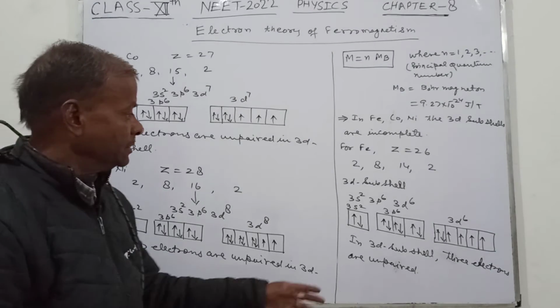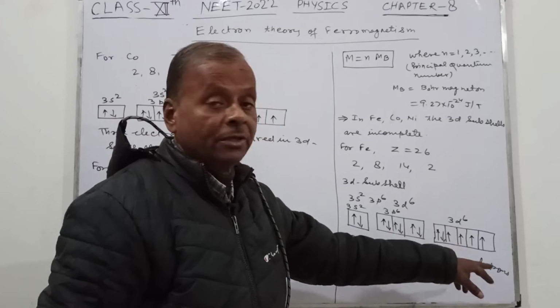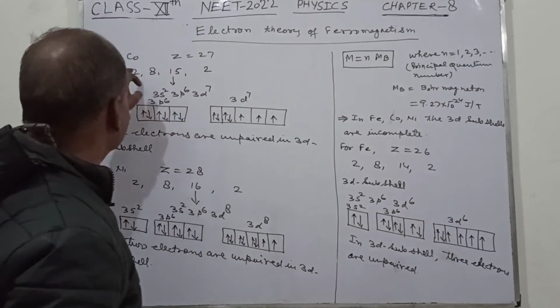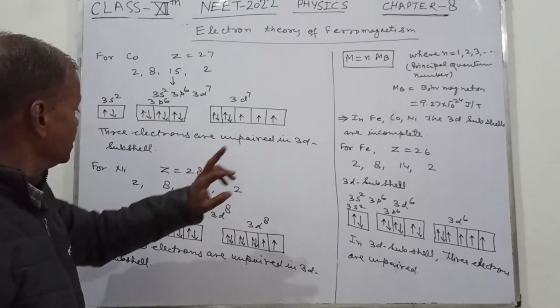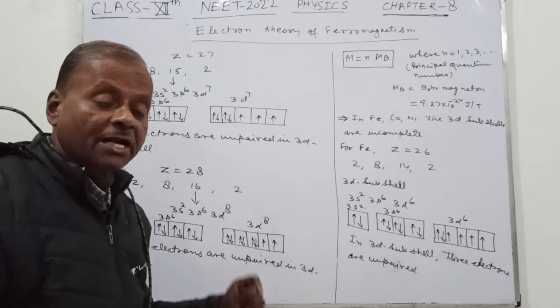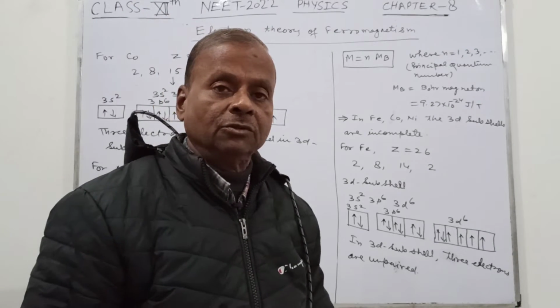So what we have is that in the case of iron, the magnetic moment is due to these four electrons, in cobalt due to these three electrons, and in nickel because of these two electrons. So they have their own magnetic moment, which is very high.